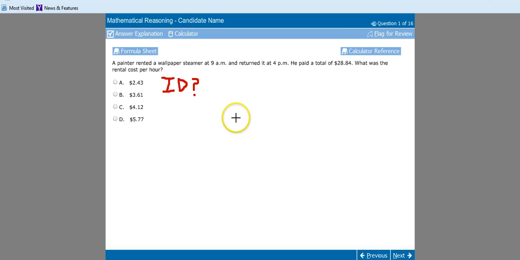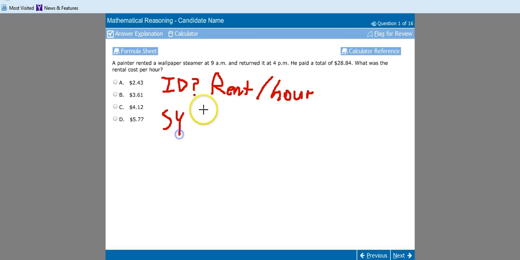So now, here we go. We're going to identify the question. We want to know the rental cost per hour. And I'm just going to use that sign to mean per hour. So that's what we're looking for. Now, the second step is state your path with the information given. How do we get back to this question of rental per hour?